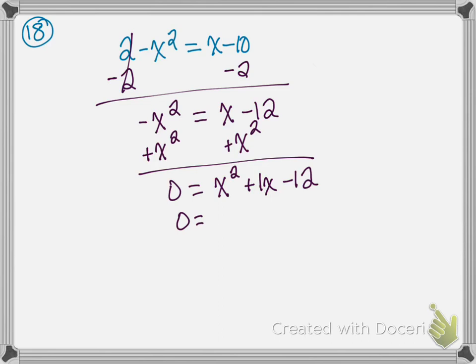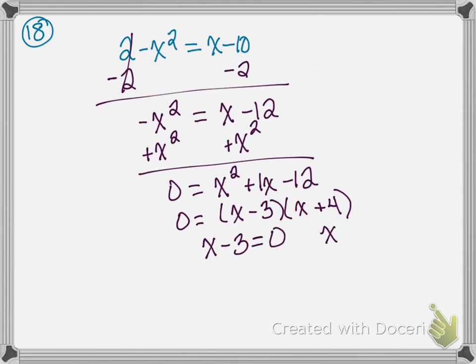I have one positive number and one negative number. And I know that because my product is negative. The sum of my two numbers is going to be positive 1. So I am going to have negative 3 and positive 4. Negative 3 times positive 4 is negative 12. Negative 3 plus positive 4 is positive 1. So I am going to set each one of these equal to 0.